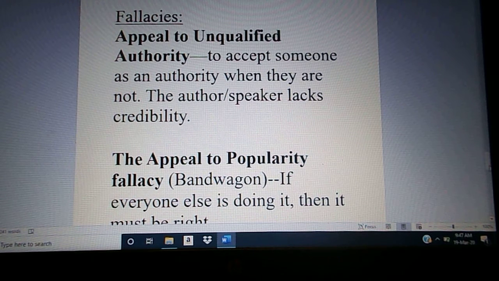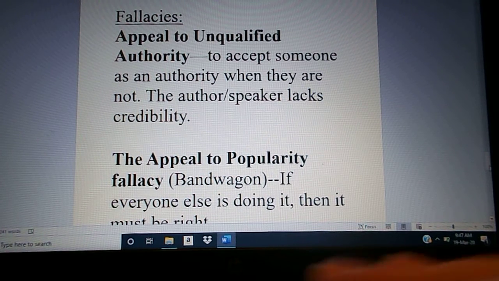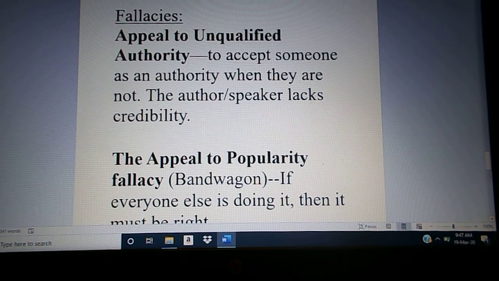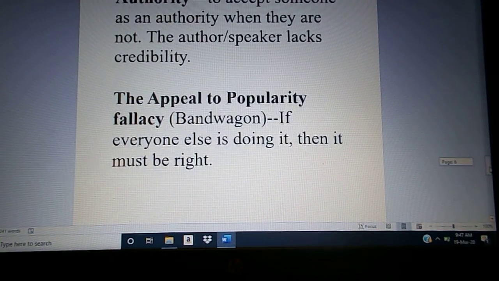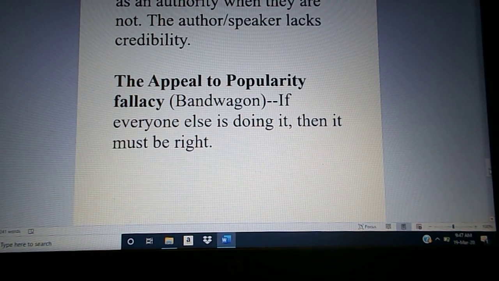We also have, in association with this, that's sort of the main issue, unqualified authority, but we also have a few other fallacies that are associated here. One of those is what we're going to call the appeal to popularity fallacy, also many times called the bandwagon argument. If everybody else is doing it, then it must be right. If everybody else is doing it, then you should too.